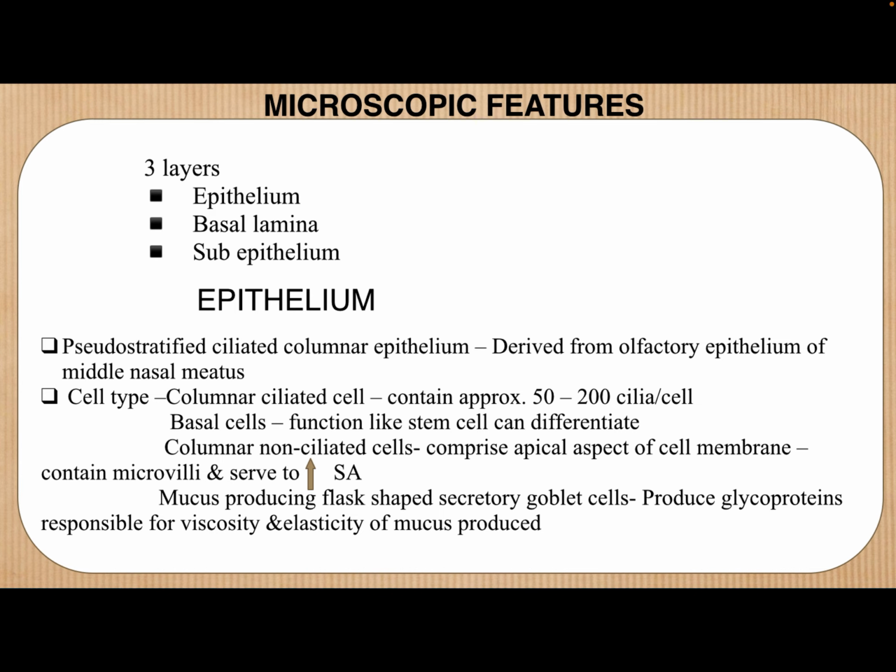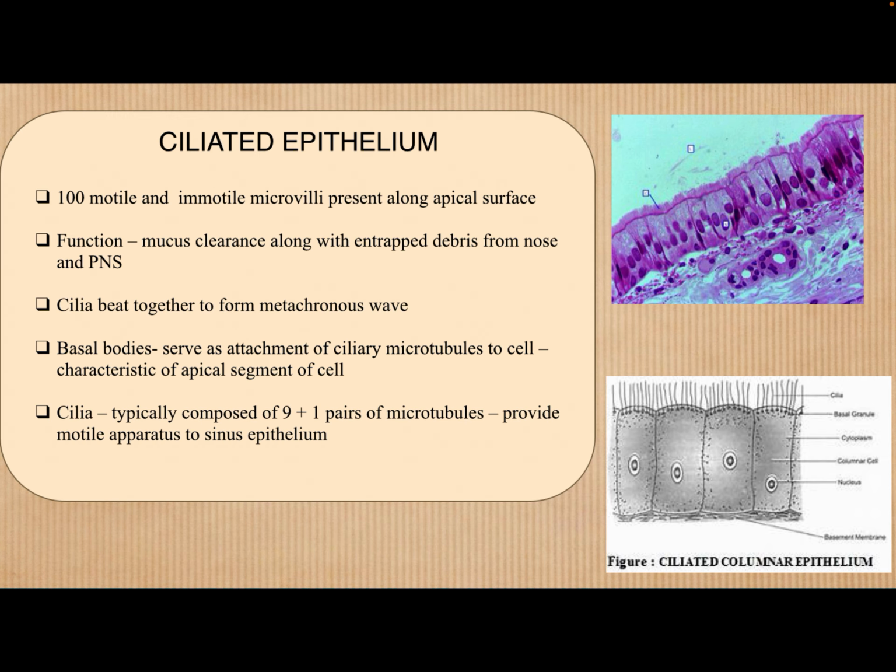So ciliated cells were the first one. Now it consists of non-ciliated cells too, which comprise the apical aspect of the cell membrane and contain microvilli, thereby increasing the surface area. And the fourth type of cells are the goblet cells. Mucus-producing, flask-shaped secretory goblet cells can be seen, which produce glycoproteins that are responsible for the viscosity and elasticity of the mucus produced.